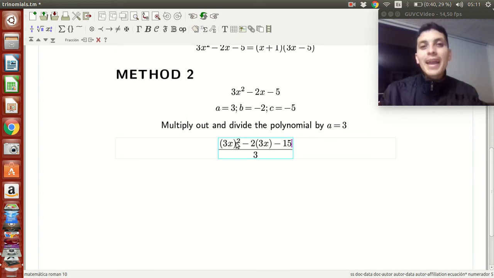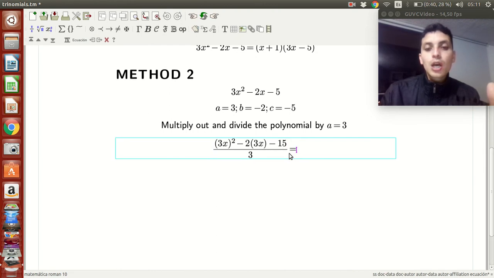Now we have as numerator a trinomial of the form x squared plus bx plus c. In this case, a equals 1, b is negative 2, and c is negative 15. So we need to find two numbers whose product is negative 15 and whose sum is negative 2.